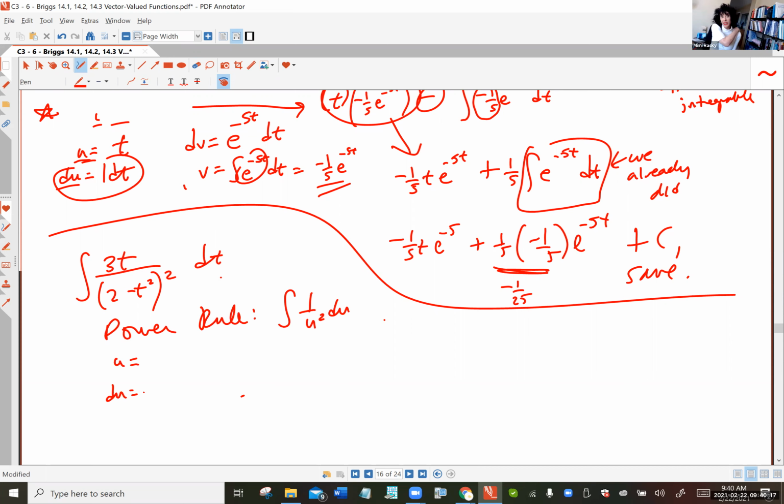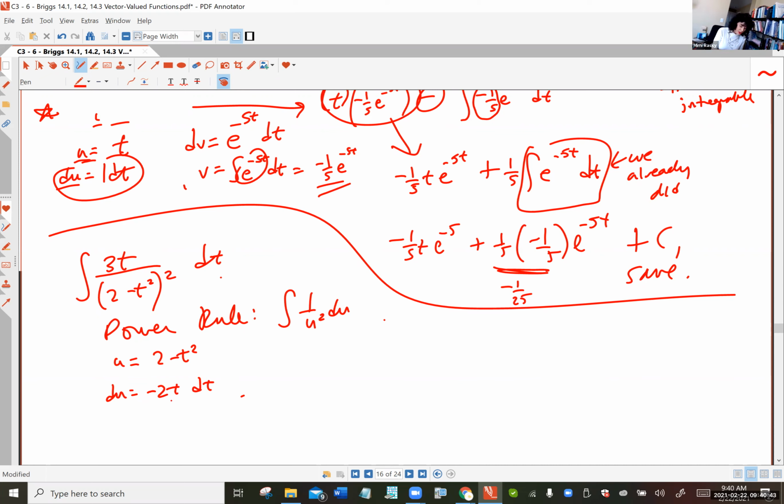I do like you to identify those. I know if you do them in your head, like, oh, I always do them fine in my head. No, you don't, because I don't. Sometimes you get a bite in the rear end when you forget a negative. So it could happen. So the u is the 2 minus t squared for this problem. And then du is the derivative of 2 minus t squared, which I believe is negative 2t dt.